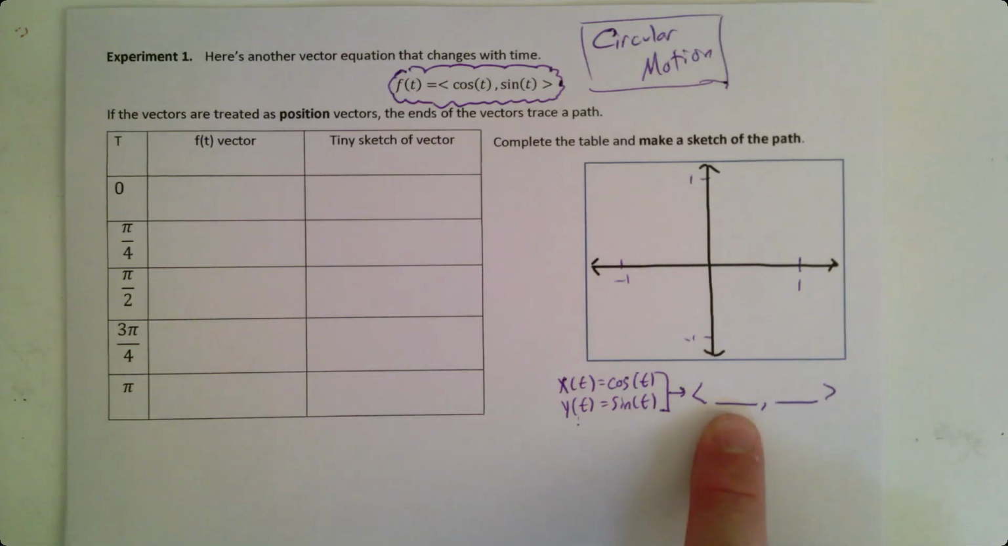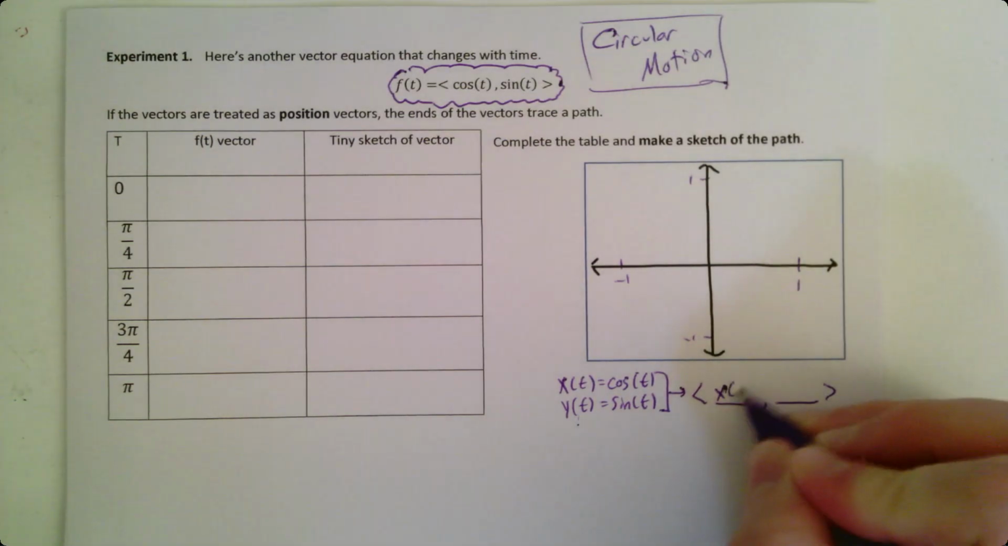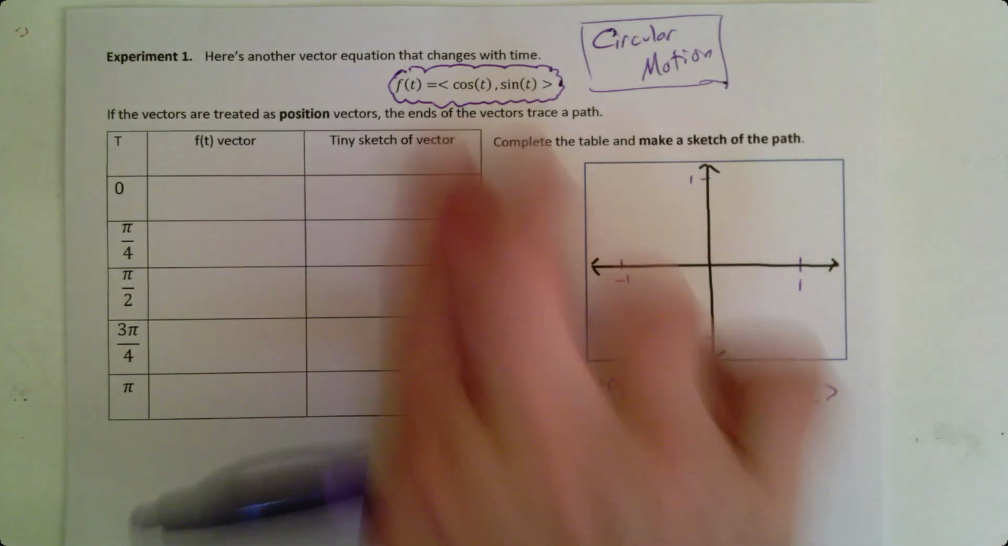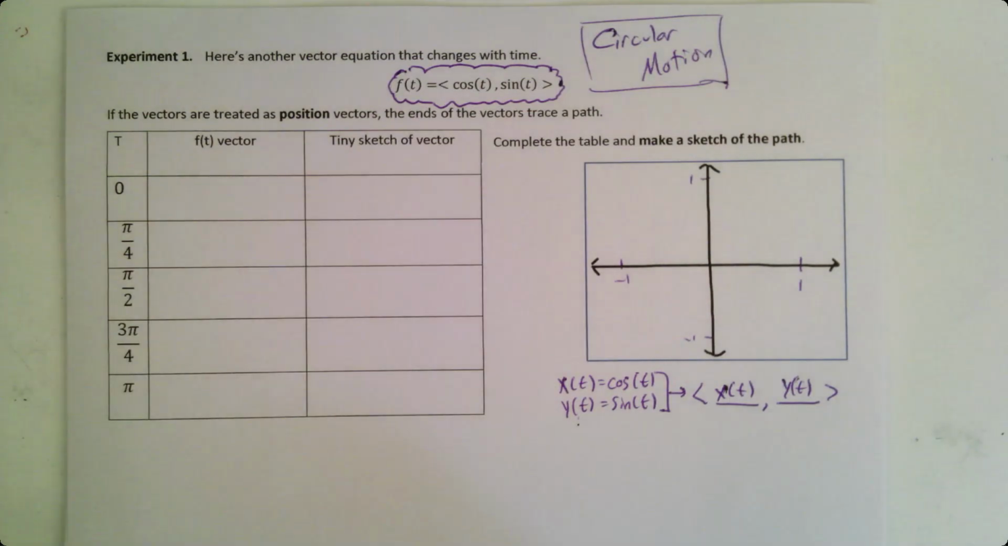It's like, what should the horizontal component of our vector be? It should be the equation that tells us x. And the vertical component of our vector should be the equation that tells us y. So that's all we've done up here. But let's go through the process and rediscover it in a different way.